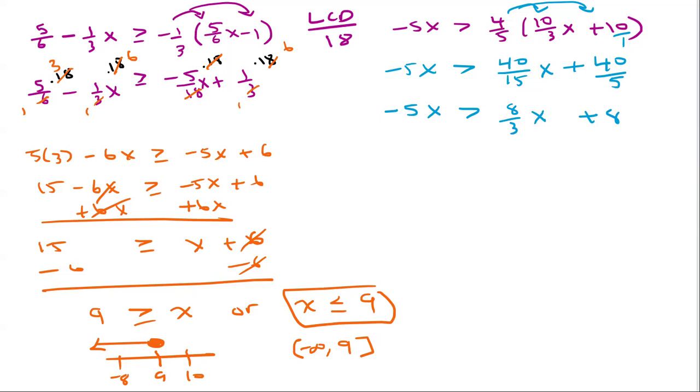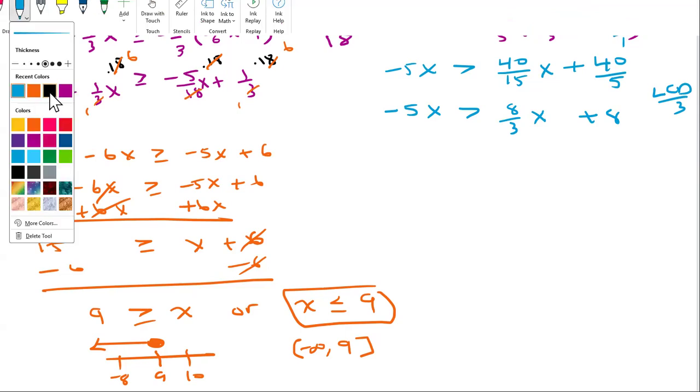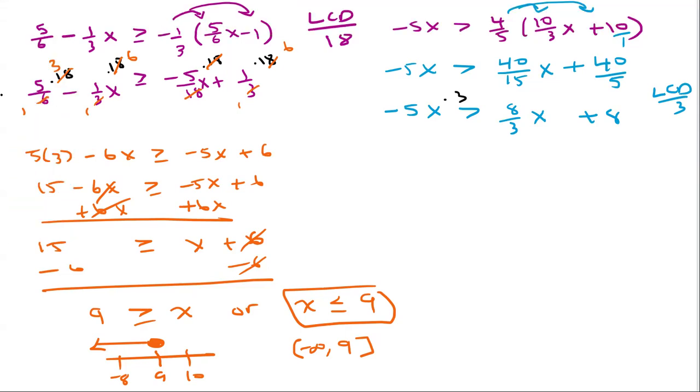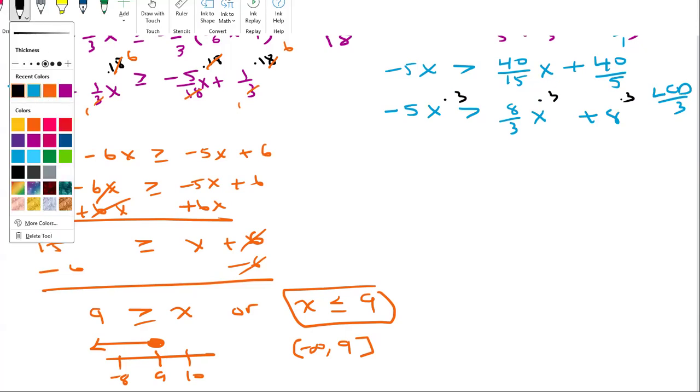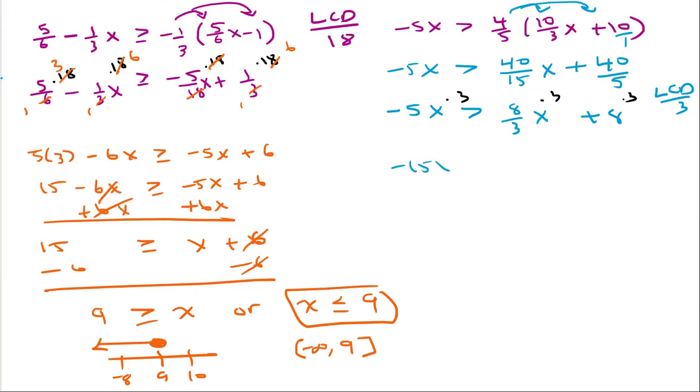Okay. Now what I want to do is, again, I don't like that 3. I want to make my LCD 3. Then I just multiply everything by 3 to get rid of the fraction. So that gives me negative 15x is greater than, no, the 3's are going to cancel, giving us 8x and then plus 24.